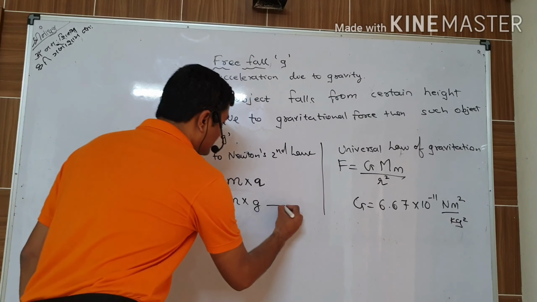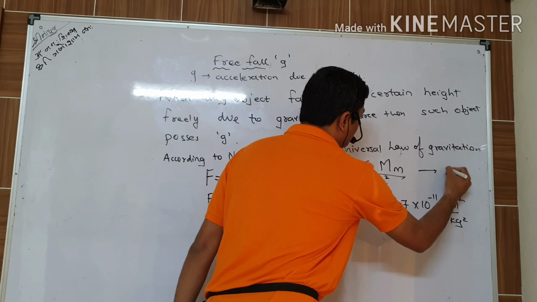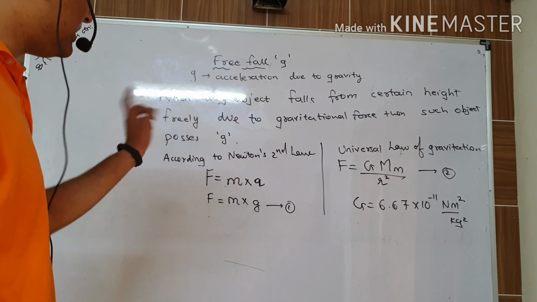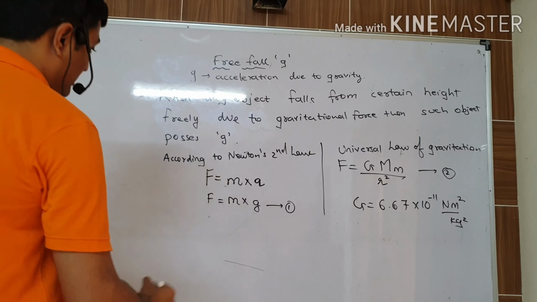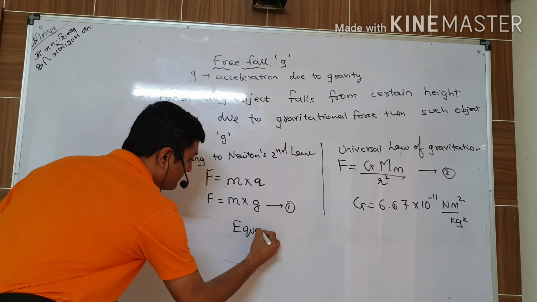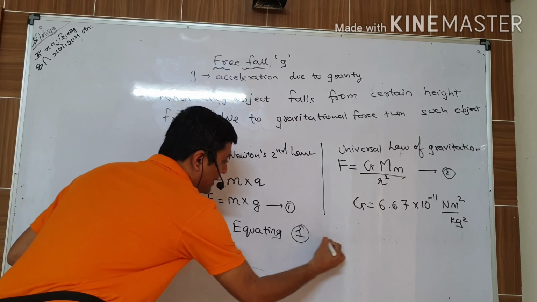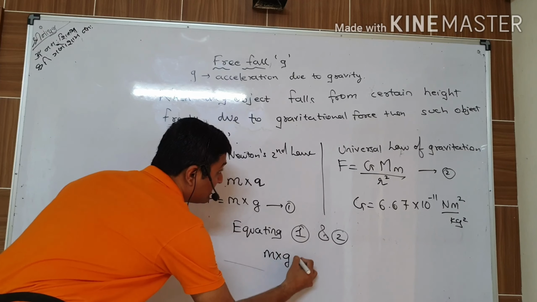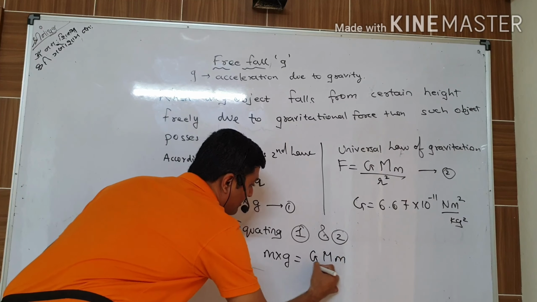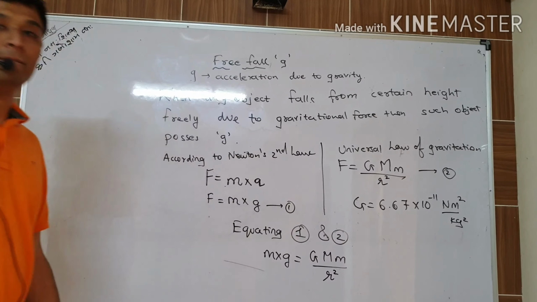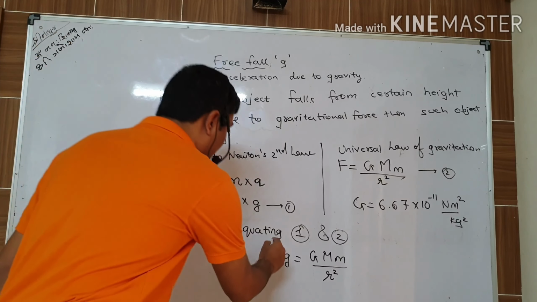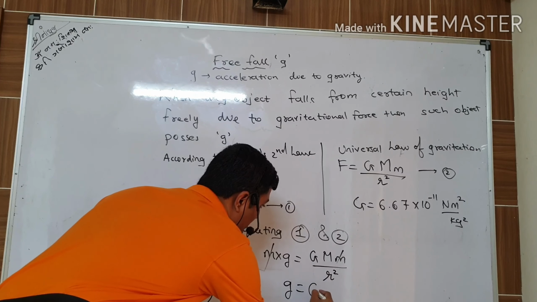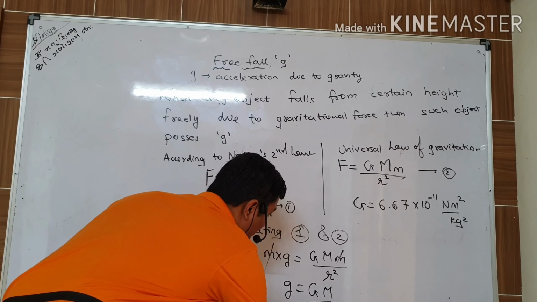So what we can see from the first equation and second equation of force is that the left hand side of both equations is the same. So I can equate both equations. Equating 1 and 2, that is m into g is equal to G into capital M m upon r square, right? So I will cancel out the same quantities, then what will be remaining? Small g is nothing but G into capital M upon r square.